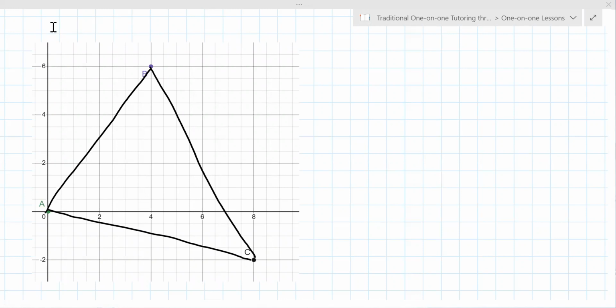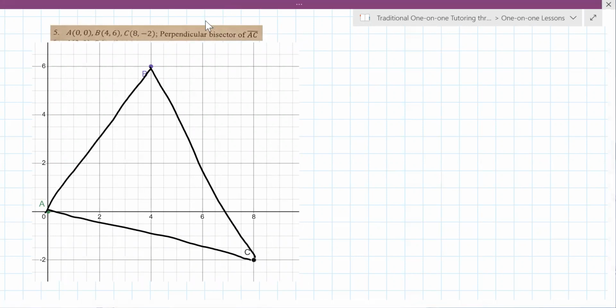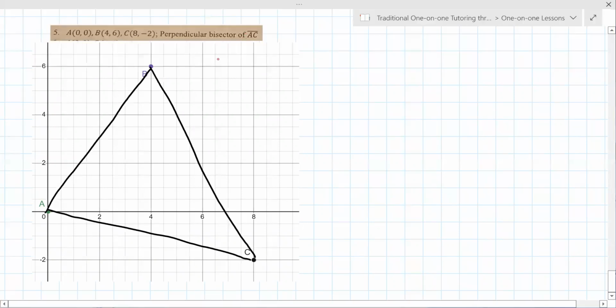All right, so here it is right at the top here. Perpendicular bisector of AC. So here's AC on the bottom. We want the line that cuts through AC, okay? And it actually has nothing to do with B. This has nothing to do with B. And I think that's maybe what's harder, like, well, I must use B.